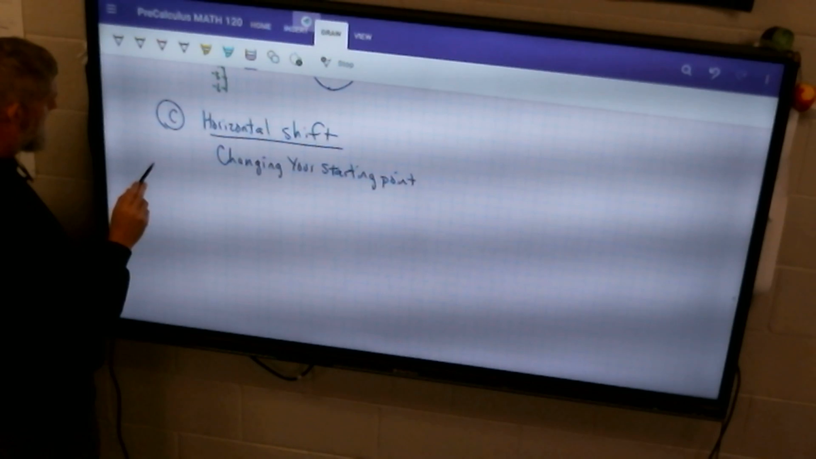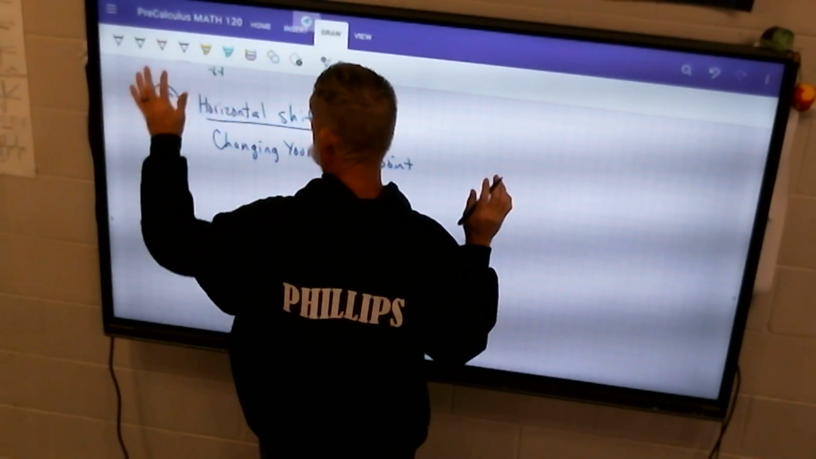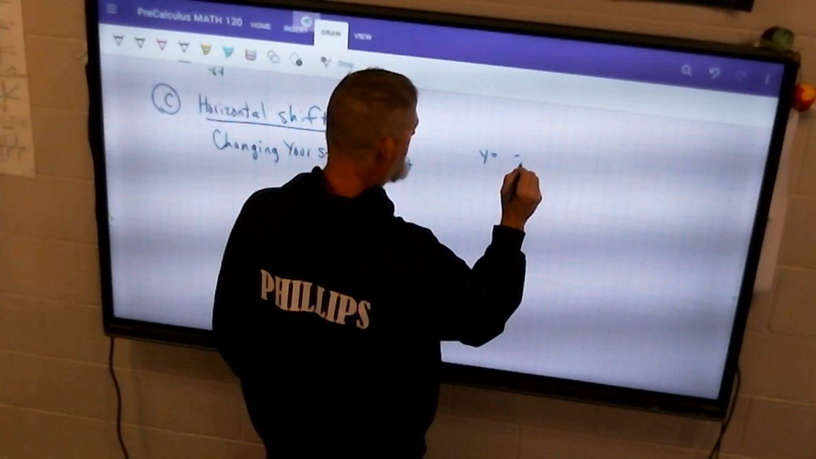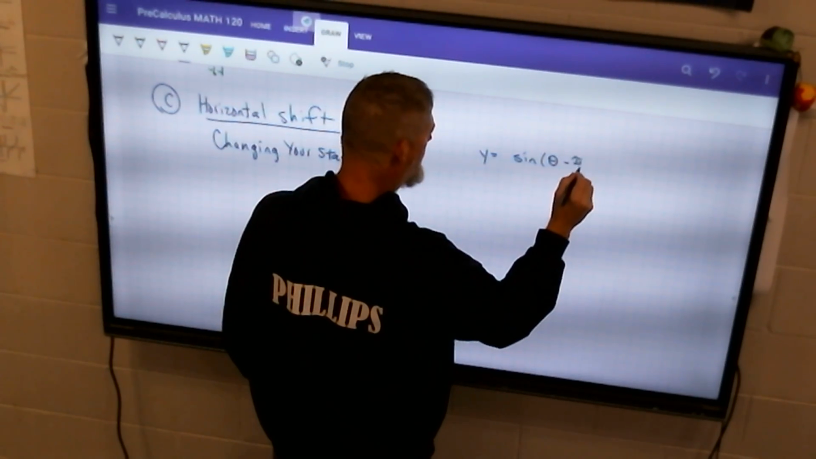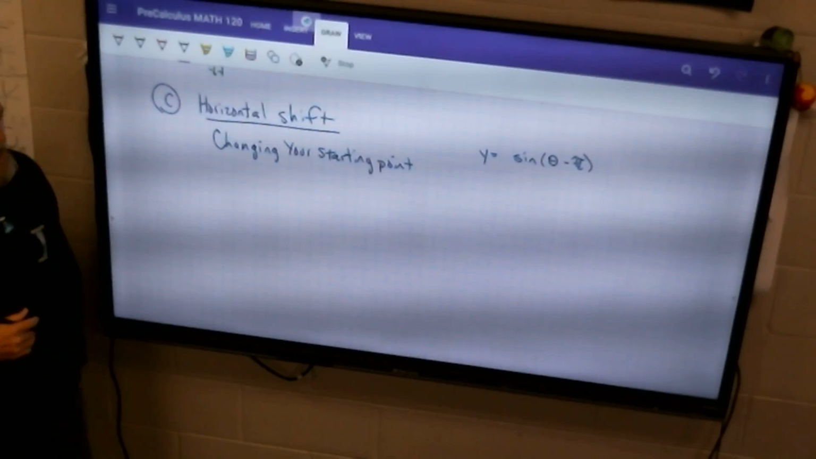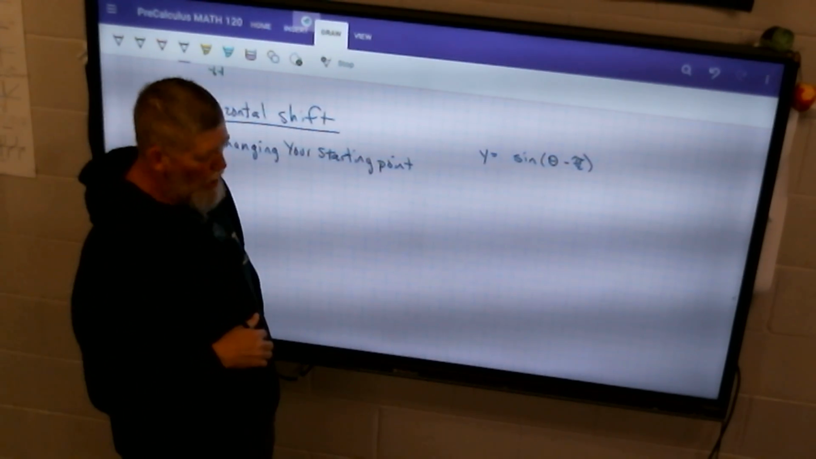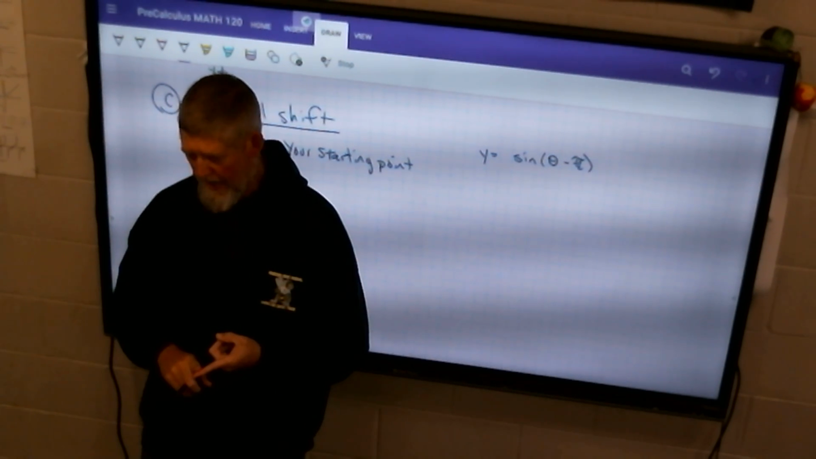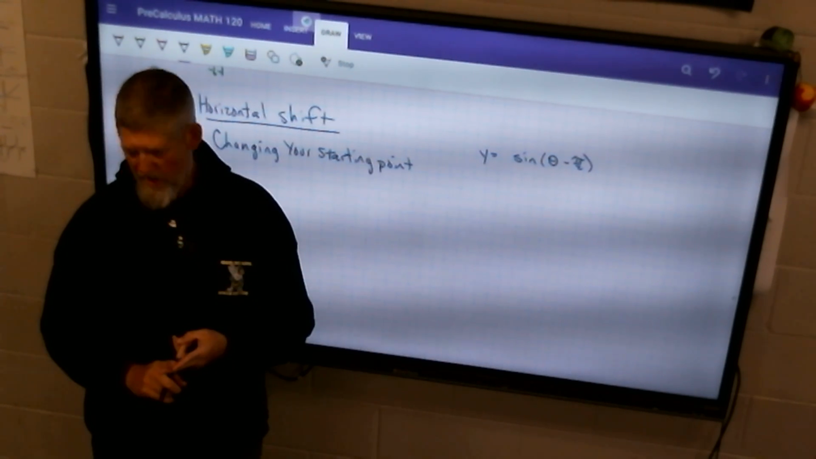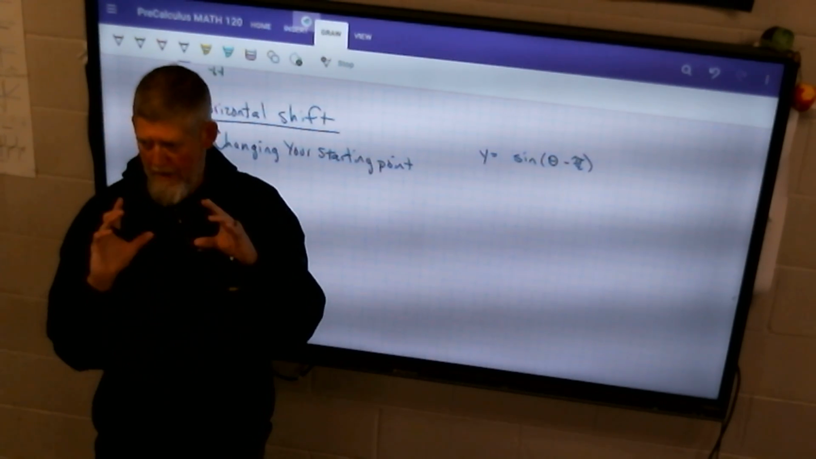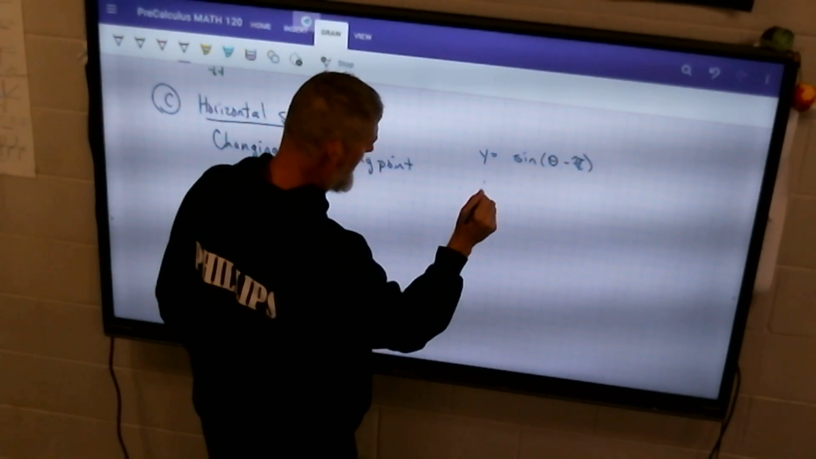So, let's give you a nice, easy one to start with. Let's go y equals sine of theta minus pi over 2. Sine of theta minus pi over 2. So the amplitude is still 1, right? I haven't changed my amplitude. My midline is still 0, because I haven't changed the midline. All I'm doing is taking my parent graph and shifting it pi over 2. So, we'll sketch a little graph.